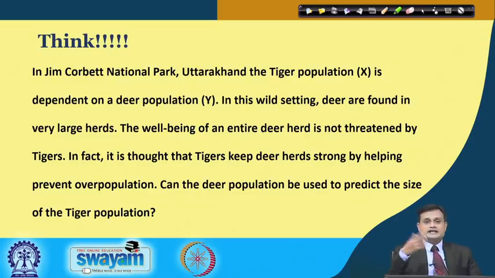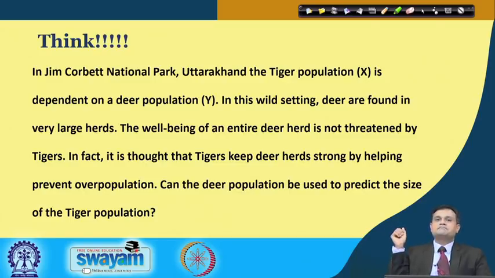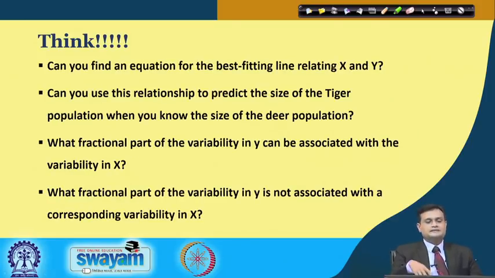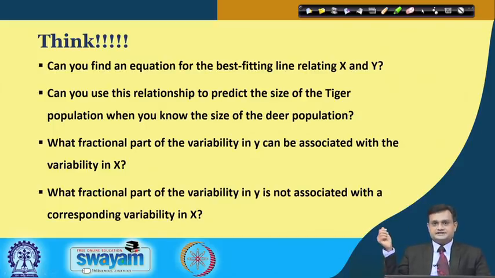This is not really common sense, and there is something interesting to investigate. It is believed that tigers keep the deer herd strong by helping prevent overpopulation. Can the deer population be used to predict the size of the tiger population? Something is happening in the wild setting, related to the population of the tiger and the population of the deer, and the presence of one kind of animal has an impact on the population of the other. Here you may like to investigate.